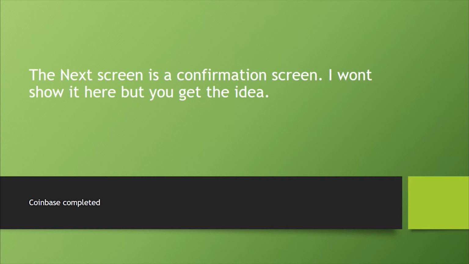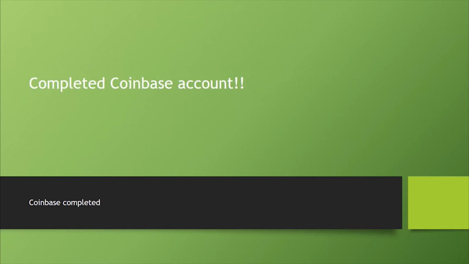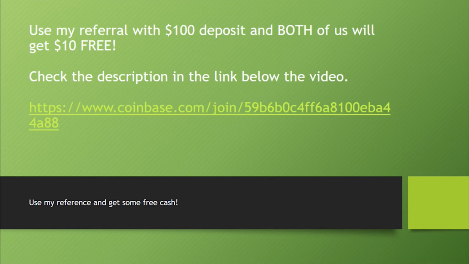Now, the next screen is a confirmation screen. I won't show it here, but you get the idea. You just say next and click. Are you sure? Yes. You just click yes. It's pretty simple. Now you completed the Coinbase account and you completed a transaction for Bitcoin, all in one.